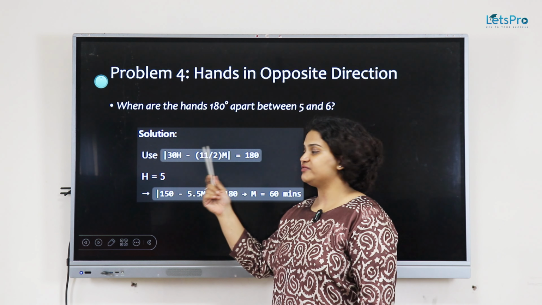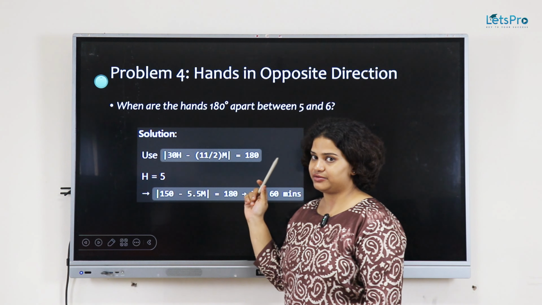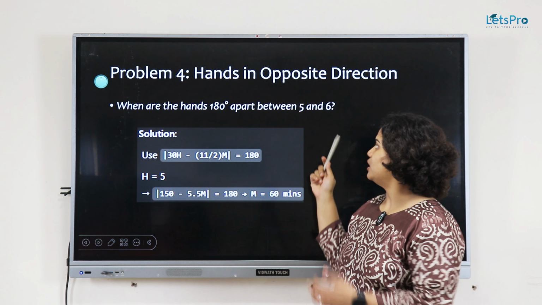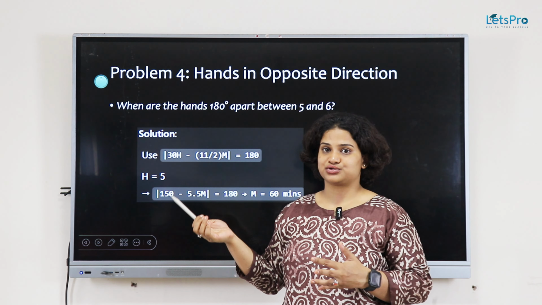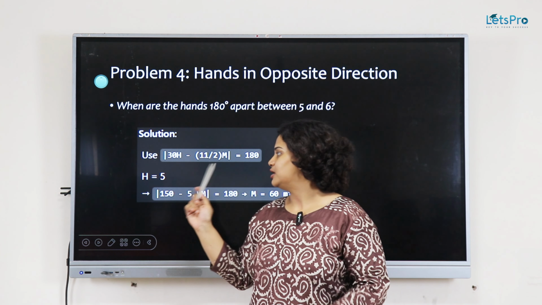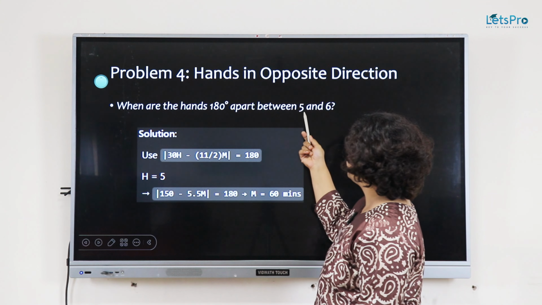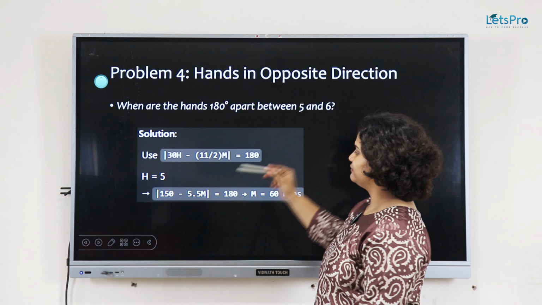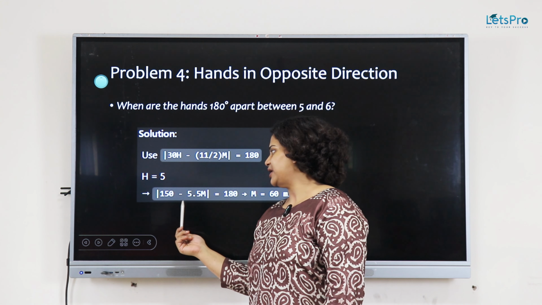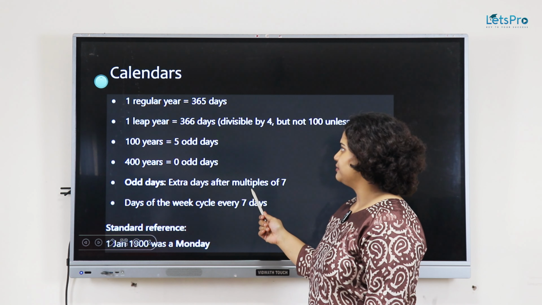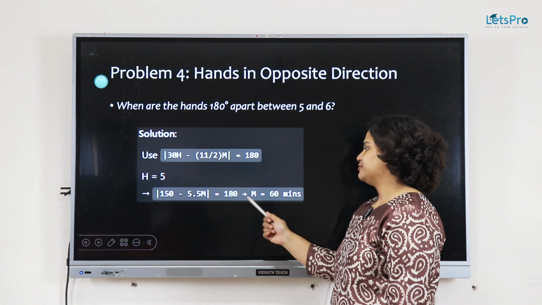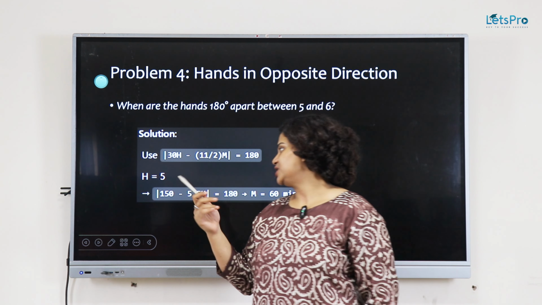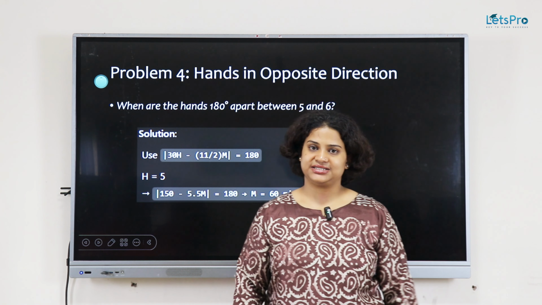So we will be using 30h minus 11 by 2 m, which is equal to how much? 180 degrees is given to us. That is theta, the angle, which is equal to so much. Therefore, we are using 180 here. So we know h is how much? 5. I always told you to take the lower one. So 150 minus 5.5 m. From here we are going to get 180, which is m. So when you divide it, you are simply going to get 60 minutes.